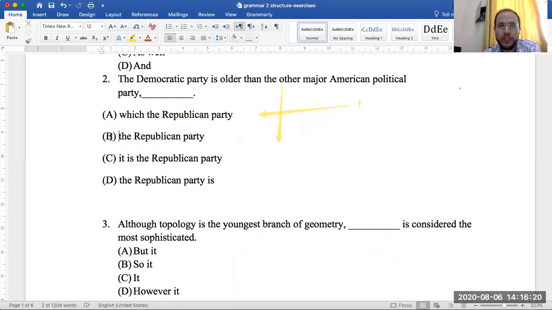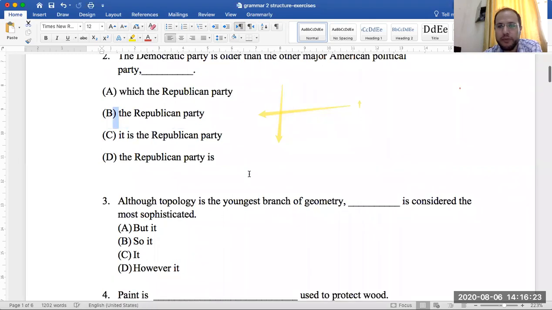You need to delete both of them. So the right answer here is definitely B.